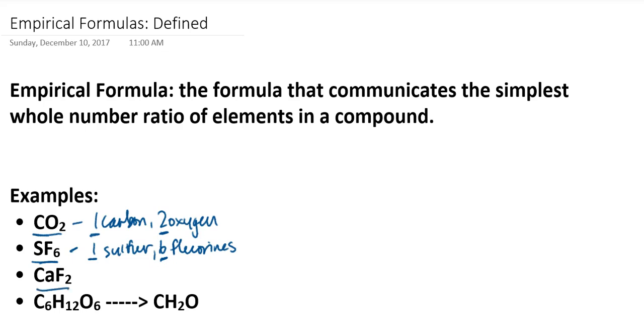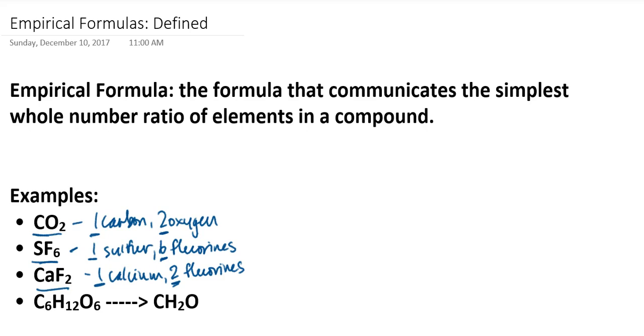Similarly for calcium fluoride, there's 1 calcium and there are 2 fluorines. And as in the case for carbon dioxide, there's a 1 to 2 ratio. So again, that is the simplest whole number ratio that can exist between calcium and fluorine, because there are no common factors between 1 and 2.